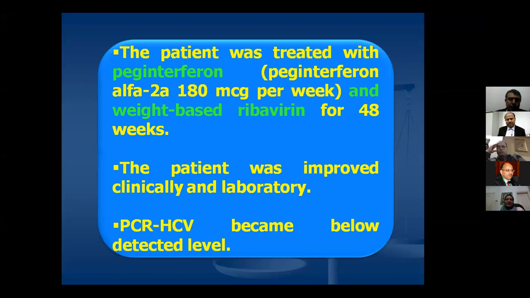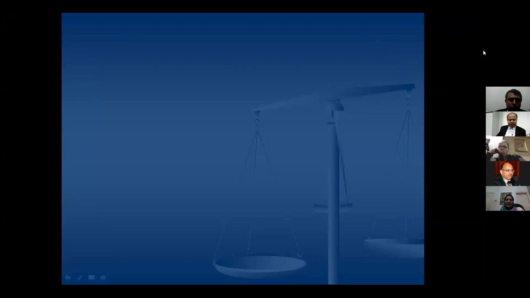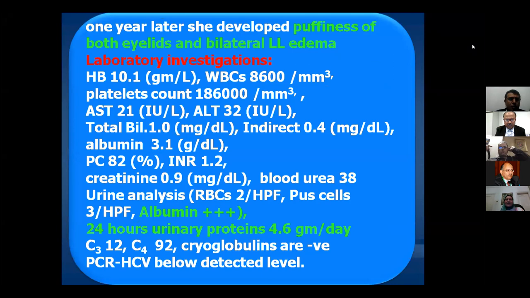Here, the patient previously, in 2006, was treated with pegylated interferon and ribavirin. The patient improved clinically and in the laboratory. PCR for hepatitis C virus became below the detected level. Good result. One year later, after management, when the PCR at that time was negative, she developed puffiness of both eyelids and bilateral lower limb edema.